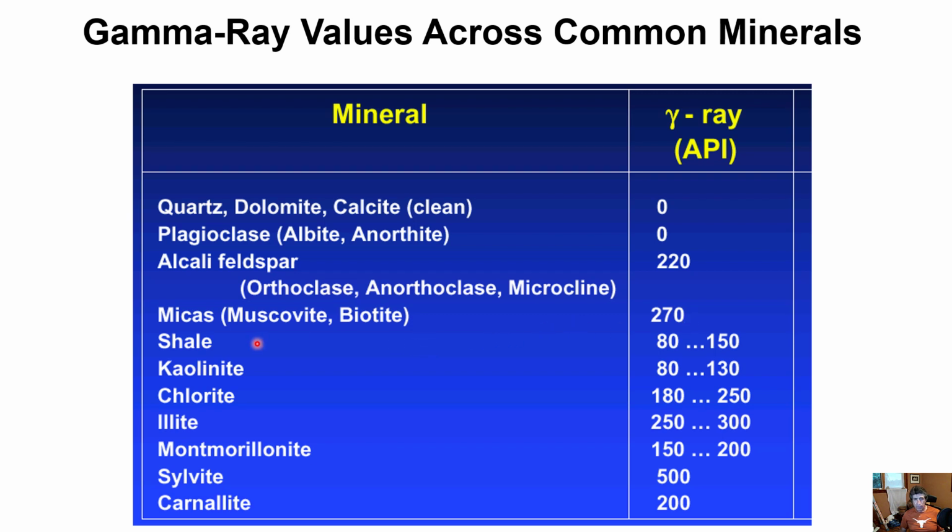For other minerals or other rocks, shale in this case, the variability is extremely large because of the composition. Kaolinite also doesn't come in one form. It has variability, same with chlorite, illite, montmorillonite, which is also called smectite, and other minerals that are formed in evaporites such as sylvite and carnallite. We can have very high concentrations of potassium, and consequently the values of gamma ray can be very high.